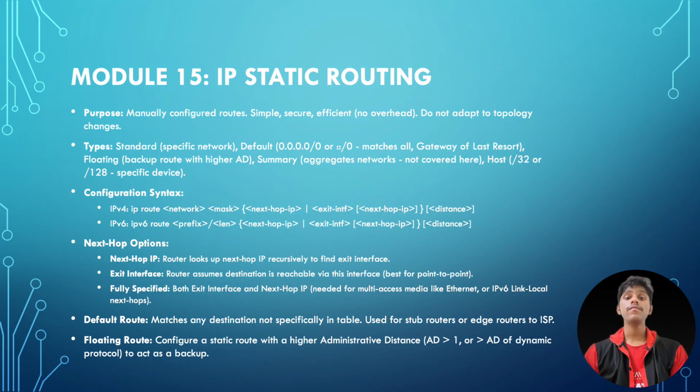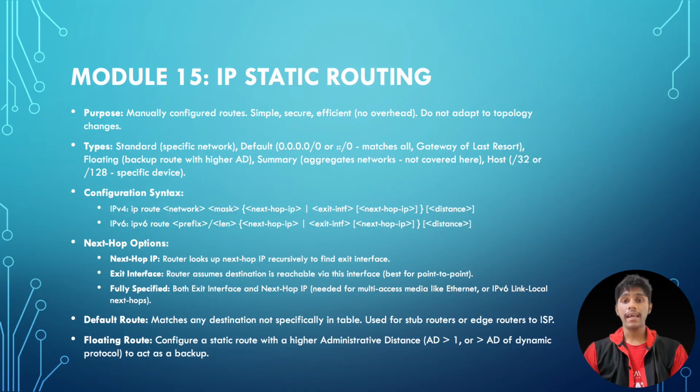In module 15, we focus specifically on IP static routing. These are routes you configure manually. They are simple, and secure because they aren't advertised, and they don't use router resources for calculation. The downside is they don't adapt automatically if the network changes. We look at different types: standard routes to specify specific networks, default routes using 0.0.0.0/0, which act as a gateway of last resort, floating routes used as backups, and host routes for specific devices.